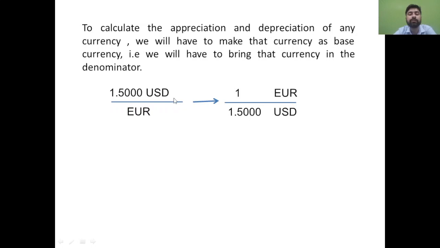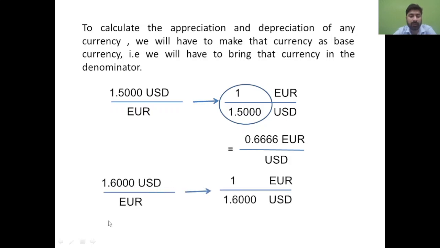So how do we do that? We need to inverse this. So the euro will go up and this will come down. Now you have USD in the denominator, so USD is the base currency. What is the value of 1 divided by 1.5000? It equals 0.6666. So now you have converted this into a currency pattern wherein USD is in the denominator. Similarly, you will have to convert 1.6660 USD/EUR into this fashion.